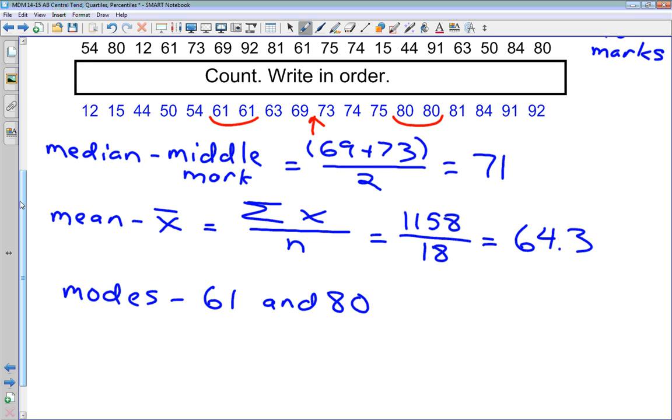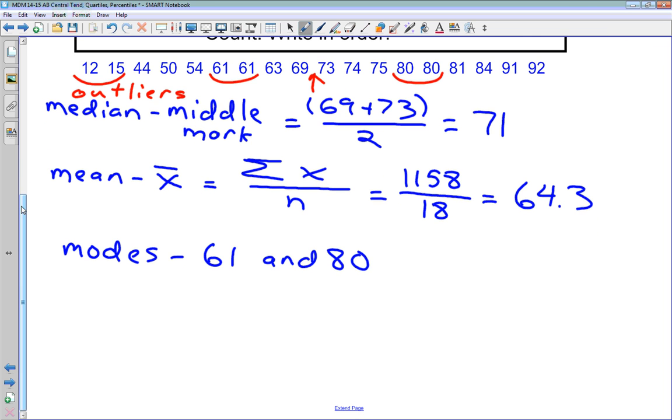Some people did really, really bad on this test. I don't know what they were doing here. Maybe they didn't study. But we've got these two outliers that are causing our mean to be considerably smaller than we would ordinarily expect. So in this case, the median is probably the best estimate of central tendency. Therefore, we'll just say median is best due to the outliers.